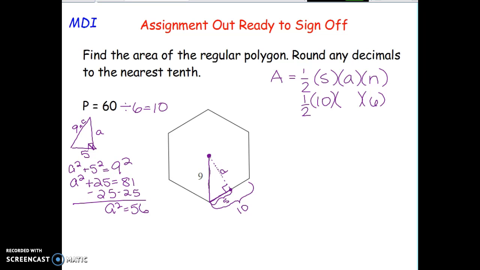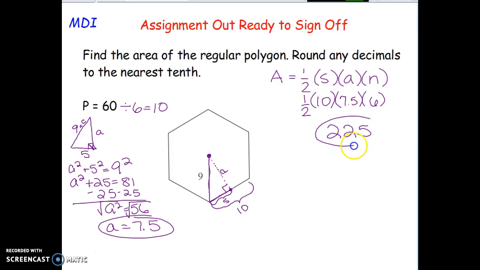And if we take the square root of 56, we get 7.48, which we are going to round up to 7.5. So there's the last piece that we need to find the area, so we plug this in. So if we take 0.5 times 10 times 7.5 times 6, we get 225, which is the area of this whole polygon.